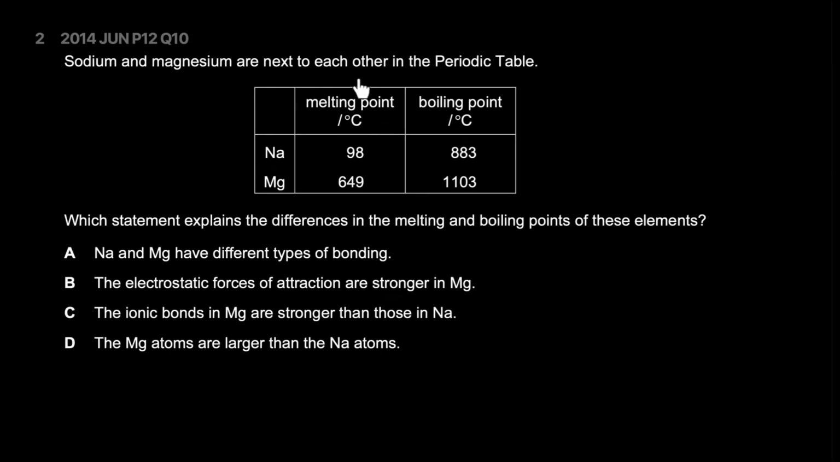Sodium and magnesium are next to each other on the periodic table, and we see their melting points. So sodium seems to be a lot less in melting point and a little less in boiling point. Which statement explains the differences in the melting and boiling point of these elements?